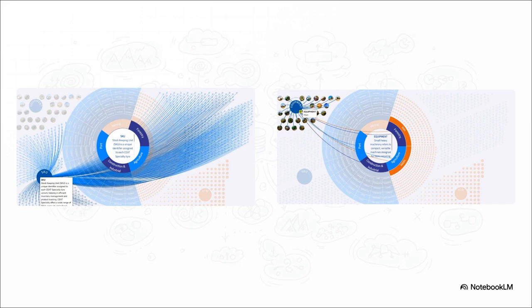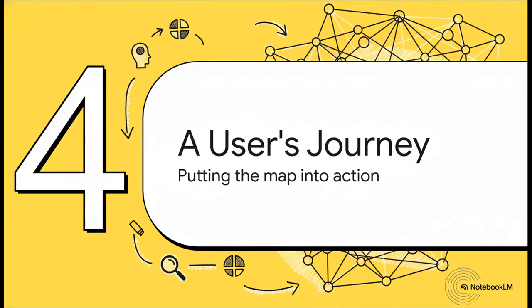Each one is its own distinct hub with these super clear lines showing exactly how they connect back to the core products. Okay, so we get this structure now, but how does somebody actually use this thing? Let's shift gears a bit and actually follow a user's journey to see this map in action.